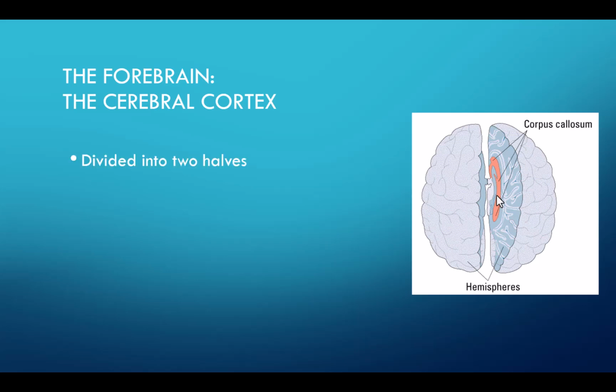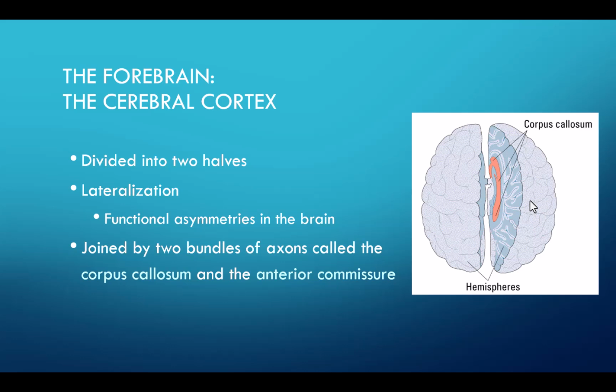So again, the cerebral cortex is divided into two halves, and because we have a left and a right hemisphere, we have what is called lateralization. And so this is a functional asymmetry in the brain, with the left side being more logical and the right side being more creative. And again, these two hemispheres are joined by the corpus callosum and the anterior commissure. And so these are bundles of axons that help those two hemispheres communicate, because if we have different functions in the left and the right hemisphere, we want our left hemisphere talking to our right hemisphere very quickly.